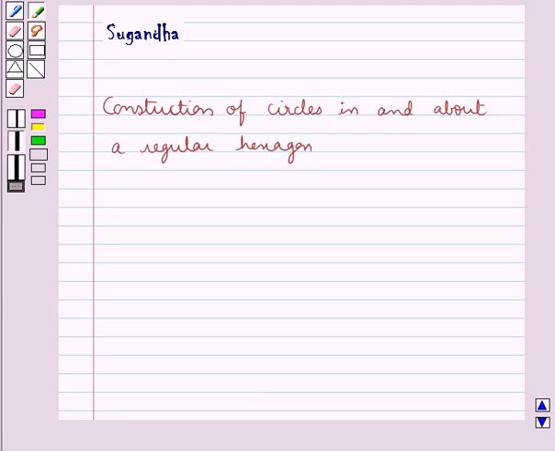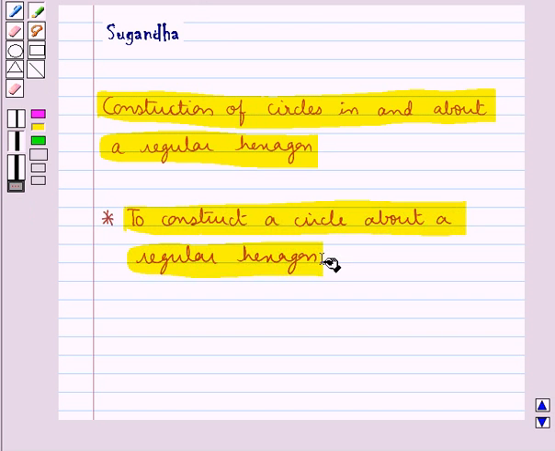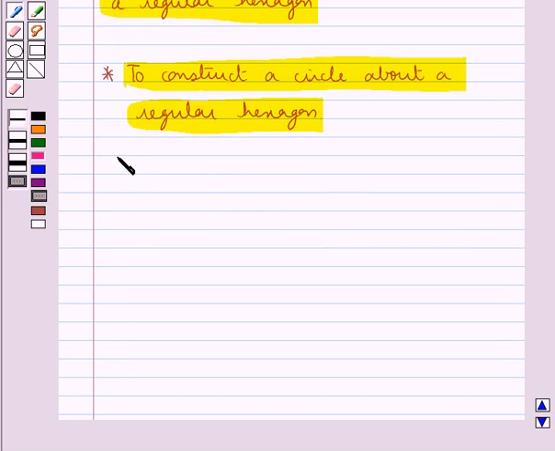Welcome to the session. In this session, we will discuss the construction of circles in and about a regular hexagon. First of all, we will see how to construct a circle about a regular hexagon. Suppose we are given a regular hexagon PQRSTU of side, say 3.5 centimeters.